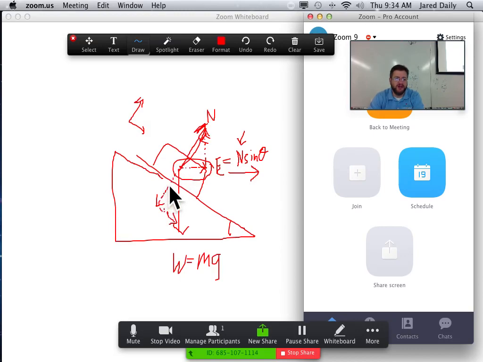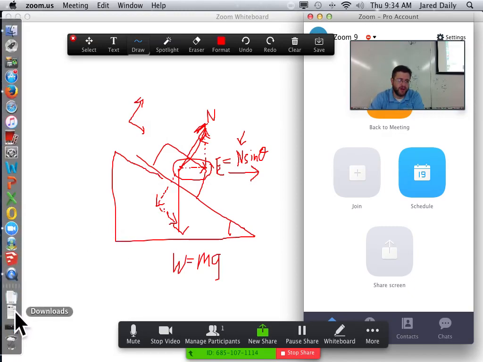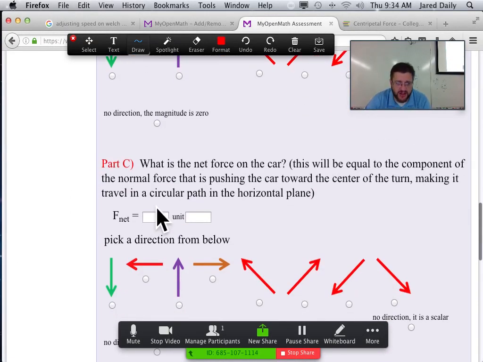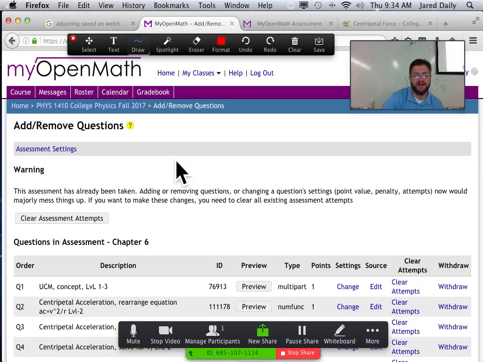The normal force is canceled out by this force here, the portion of the weight force, which is m times g times the cosine of theta, since we've done that kind of problem before many times. And that's the answer you'll get in that part. But in the next part, we need to answer the question, what is the net force on the car? And that has to be the component of the normal force that's pushing the car towards the center of the turn, making it travel in a circular path in the horizontal plane. So this one should be slightly different.